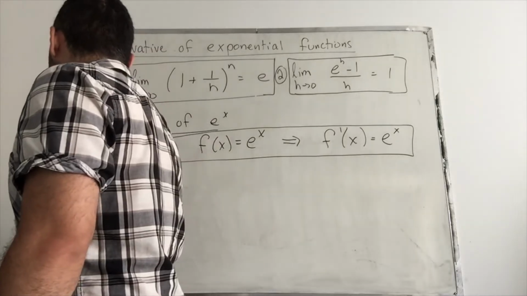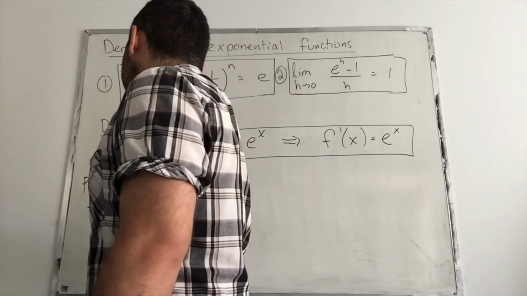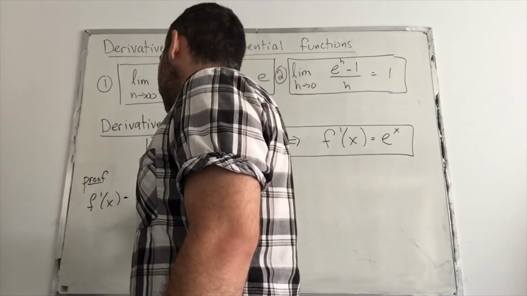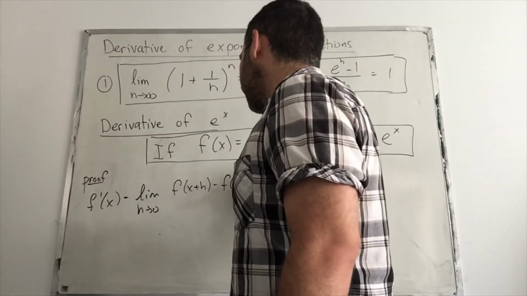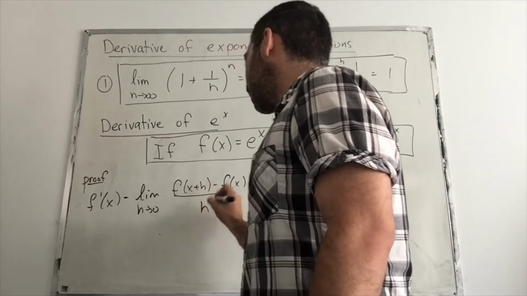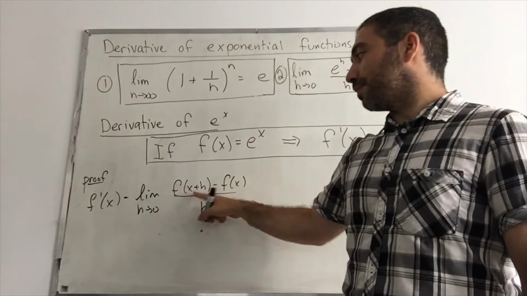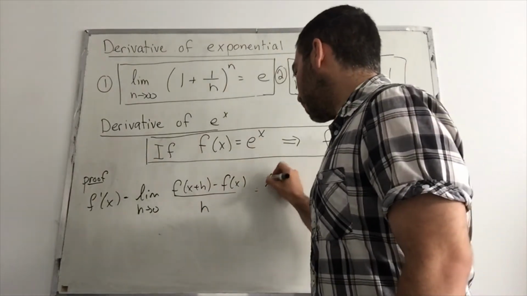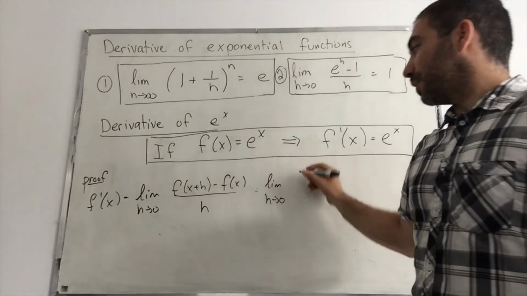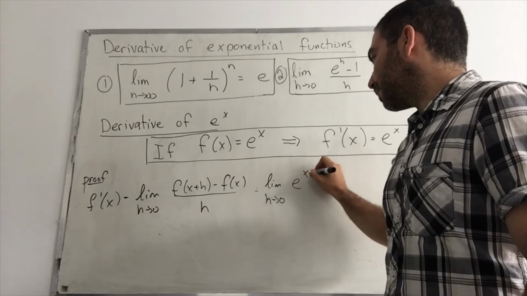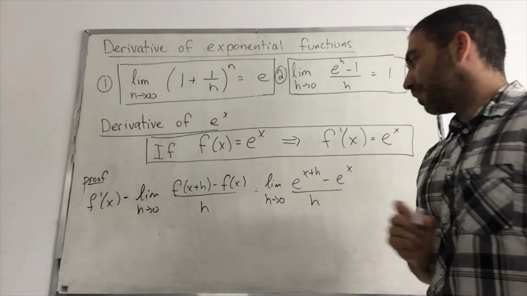So proof. We start off with f prime of x, and we write the limit definition. The limit as h tends to 0 of f of x plus h minus f of x over h. So if f of x is e to the x, we replace the x with x plus h, giving us the limit as h tends to 0 of e to the x plus h minus e to the x, all this over h.